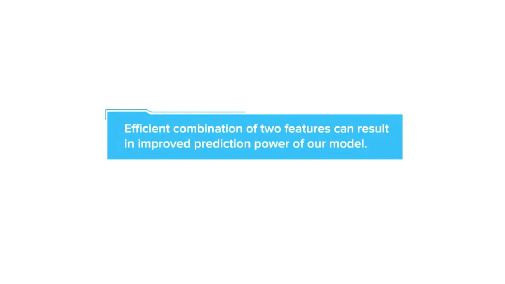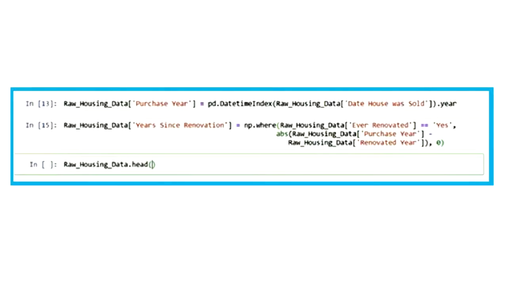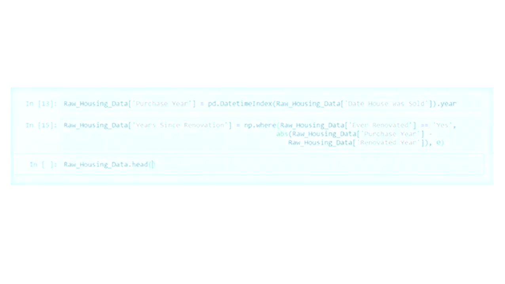This often requires some domain knowledge because efficient combination of two features can result in improved prediction power of our model. You may recall that we derived a new column, years since renovation, in a previous module using the year of renovation variable and the date of sale variable. This was an example of feature generation.